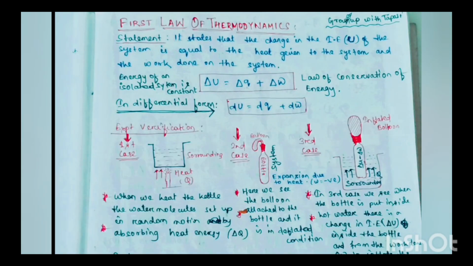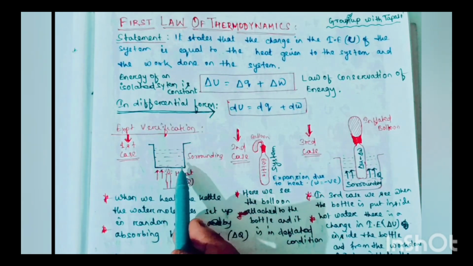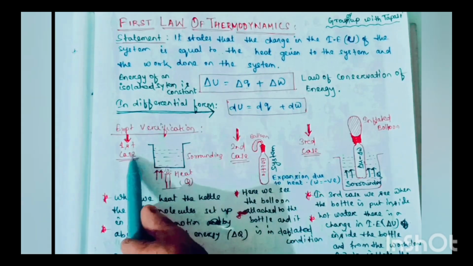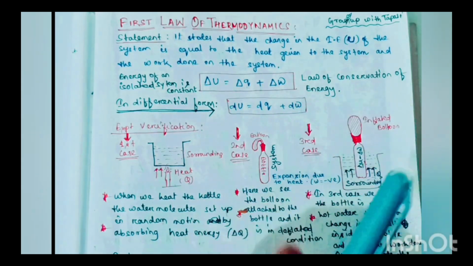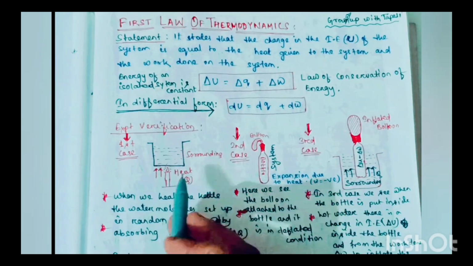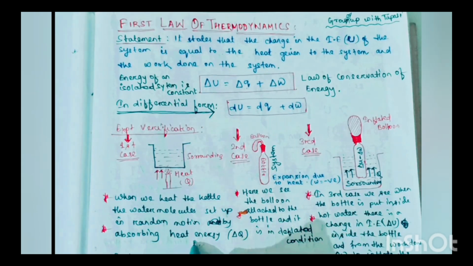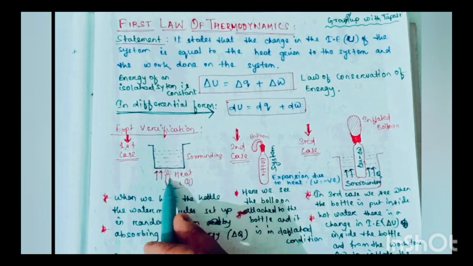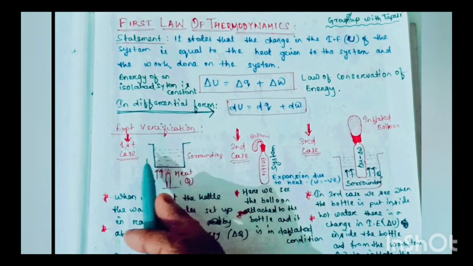So here what I have taken is a beaker. Okay, the water is there inside the beaker, or it is a kettle. Just take it as the first case. So when we heat the kettle, the water molecules within the kettle are set into random motion. And why are they set into random motion? Because they are absorbing the heat energy which is supplied here, that is in the form of delta Q. So after receiving the heat energy, the water molecules set off in random motion inside the kettle.